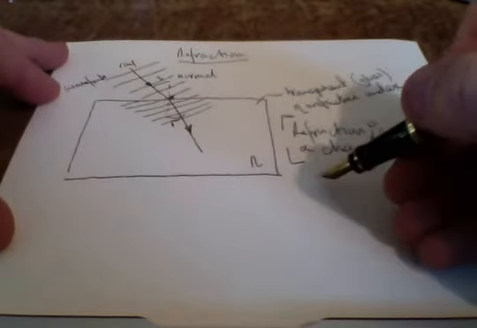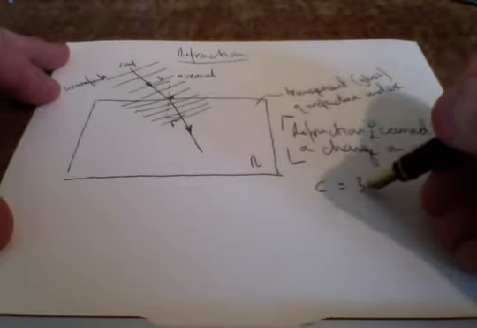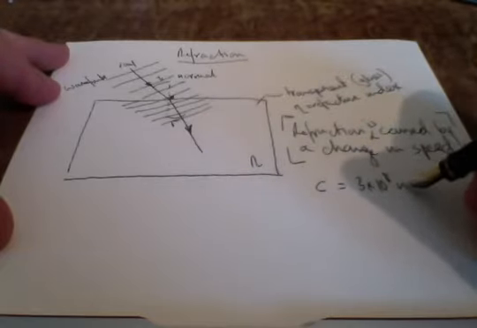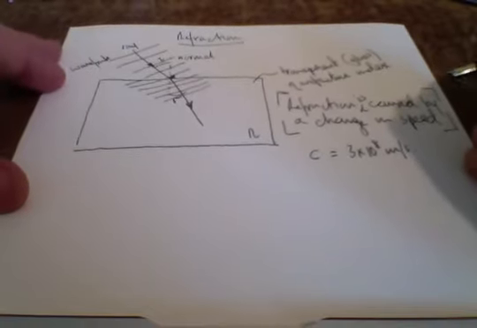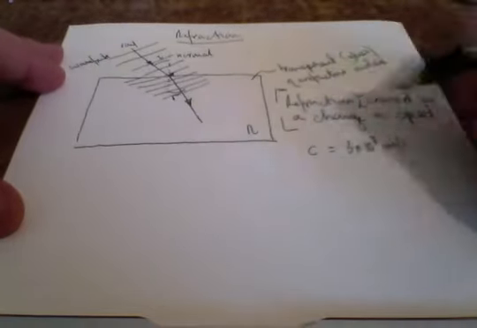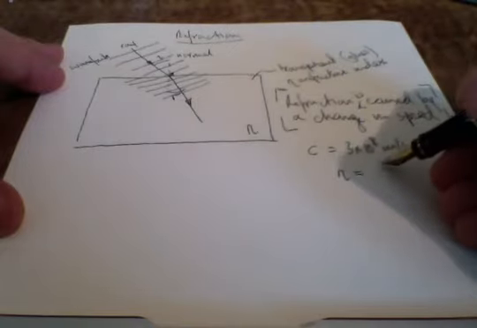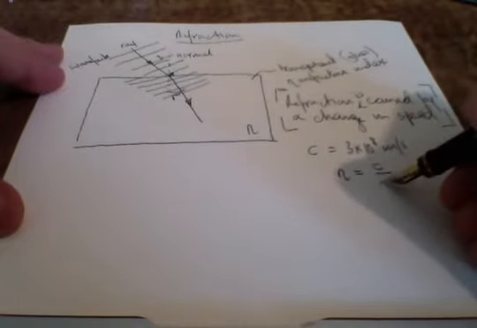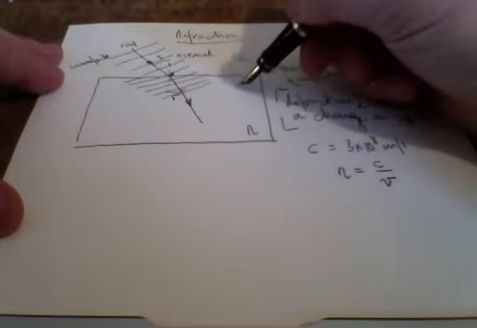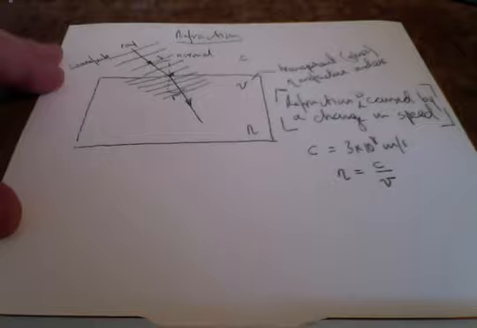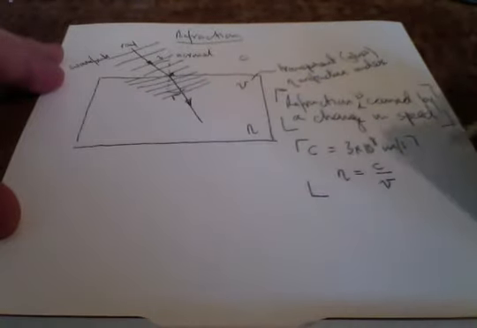Just as a quick reminder, what's the speed of light? C. It's 3 times 10 to the 8 meters per second. And so, if it is a change in speed, we can define the refractive index as the original speed divided by the new speed. In other words, the speed outside the material versus the speed inside the material. Another important point to note.